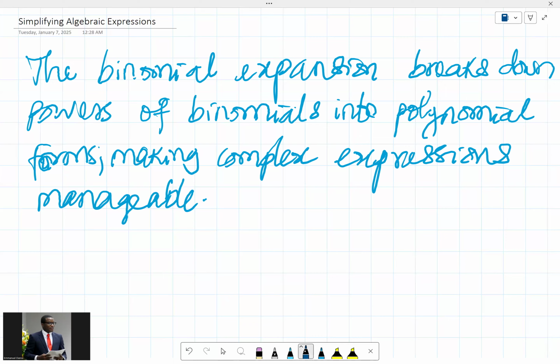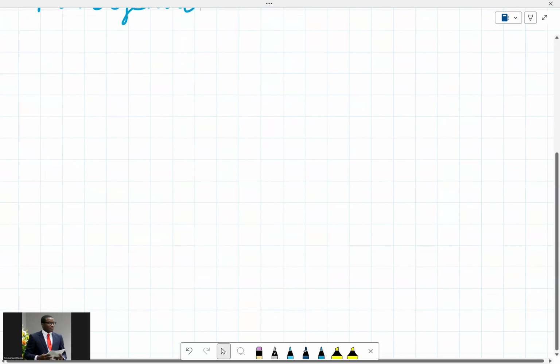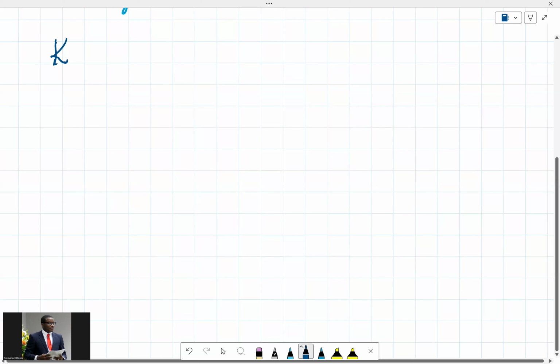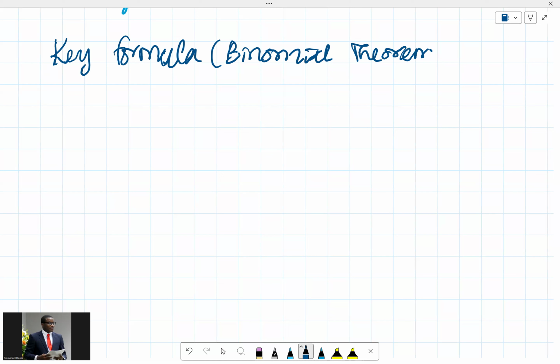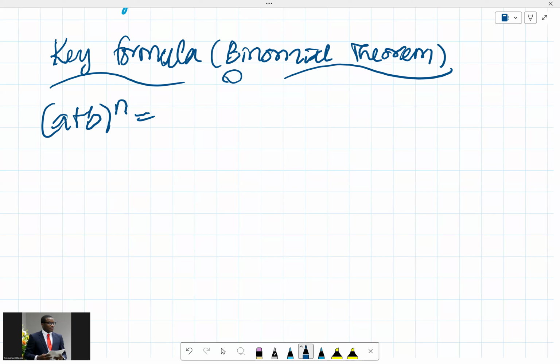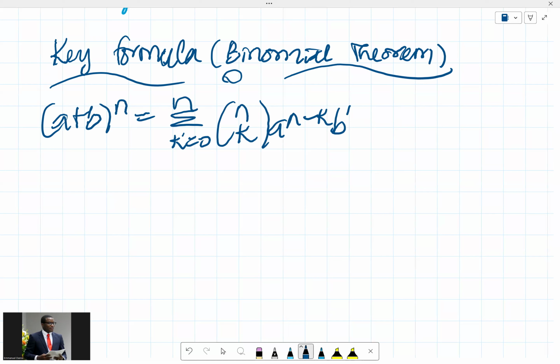Okay, so let's remind ourselves of the key formula. We've used it a couple of times. We've even done the derivation. So that's the key formula of the binomial theorem itself. So a plus b raised to power n is summation from k equals 0 to n of n combination k, a raised to power n minus k, b raised to power k.